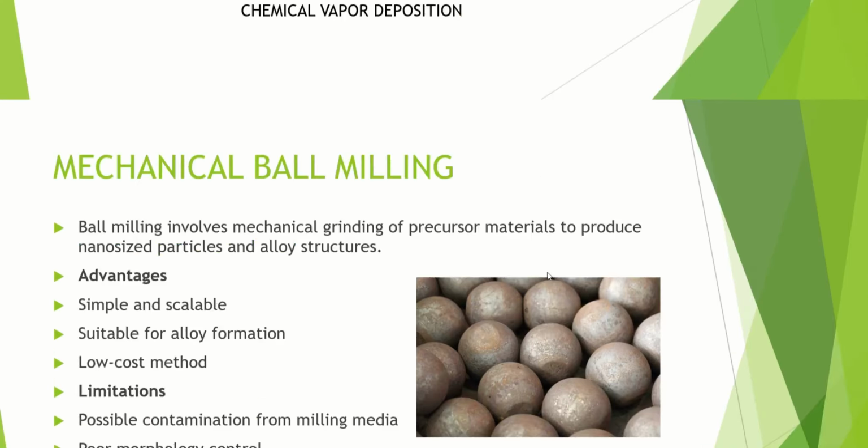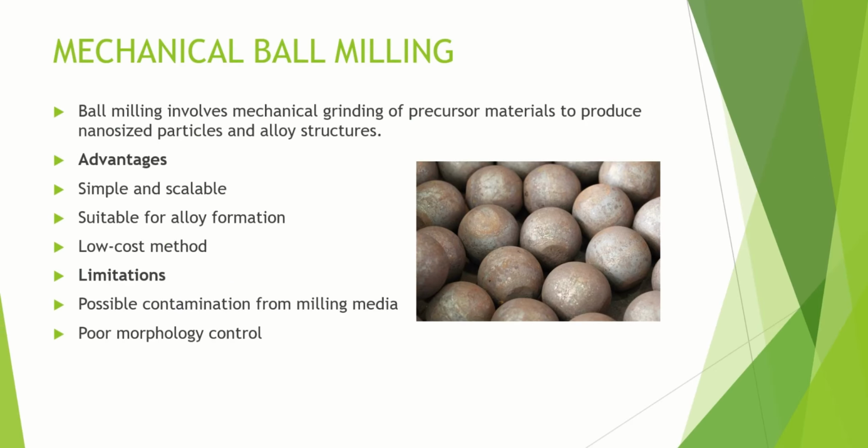Next one is the ball milling method. It is a top-down approach. Instead of building up from atoms, we take bulk material and grind it down. You put your precursor and hard milling balls into a chamber, and the high energy collisions break the particles down to nano size. It is quite simple, scalable and low cost.